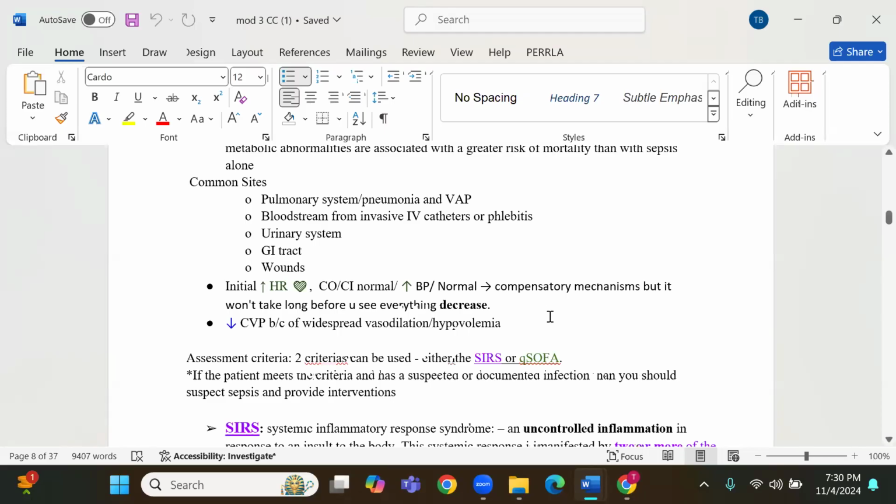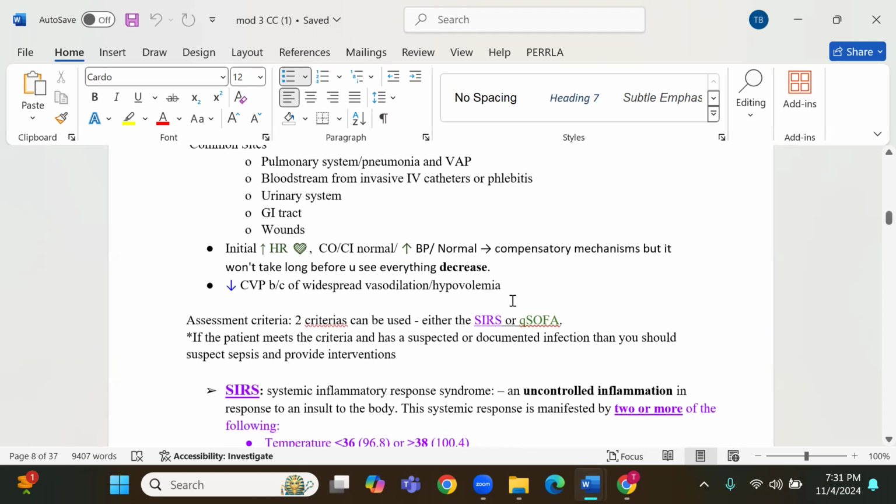What I want you to have is a general understanding of what could cause sepsis, but I want you to see what happens here. Initially, it's kind of a tricky one. Initially, the heart rate will go up, the cardiac output and cardiac index will go up, and the blood pressure will go up or be normal. At first, you might not see this. As the body compensates, the body is very smart, it's going to try to fix whatever is happening, but it won't take very long before you see everything start to decrease. So initially, everything's going to be up or normal, and you may not recognize it right away.